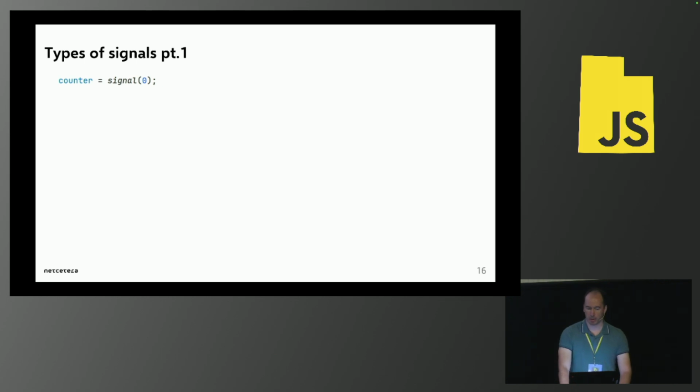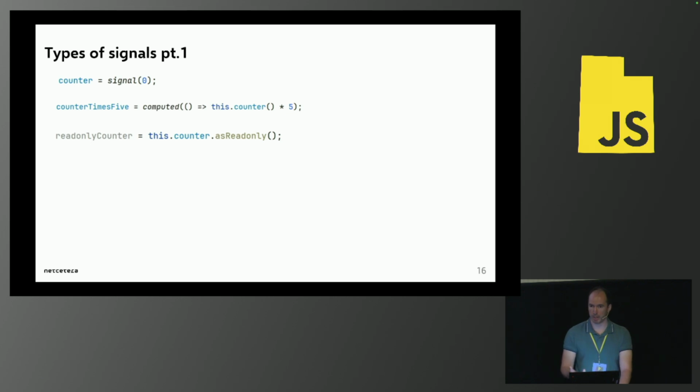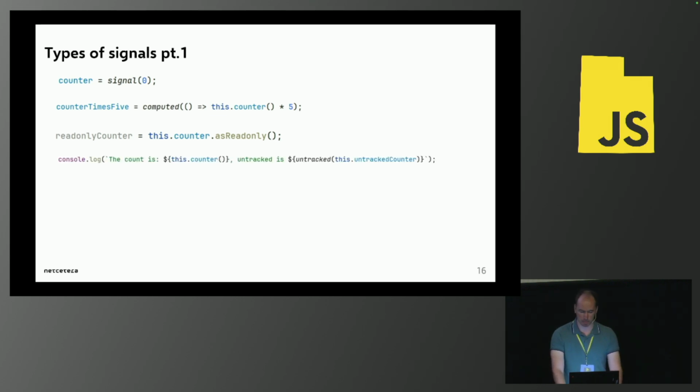Now, what kind of signals do we have? The first one that we saw is a writable signal, meaning that it has setter and getter methods. Also, we have computed signals. These are read-only signals, so it will throw an error if you try to write to it. Also, you can make a writable signal read-only if you use the asReadonly method. Of course, the other direction is not possible. If you have a read-only signal, you cannot make it writable. You need to create a new signal with the read-only one as the initial value.